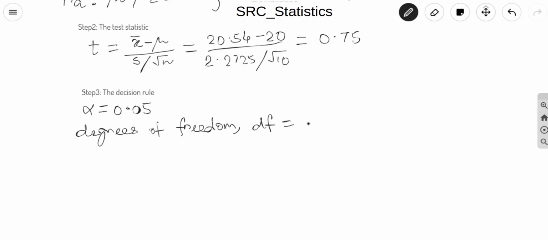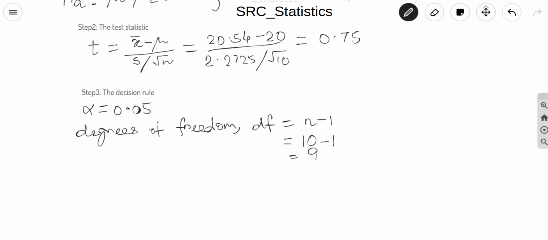Okay, and how do we calculate degrees of freedom for a one sample t-test? That is n minus 1. N is the sample size, so n minus 1, that is 10 minus 1 equal to 9. So we got level of significance 0.05 and degrees of freedom 9. Also the test is a two-tailed test.